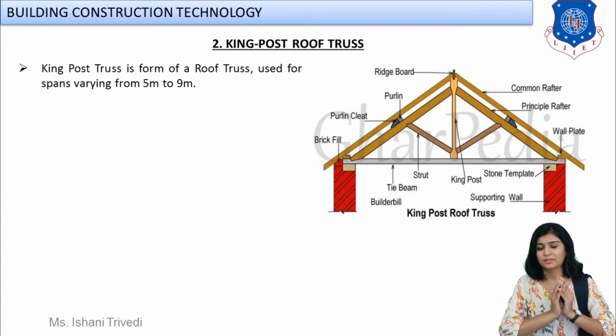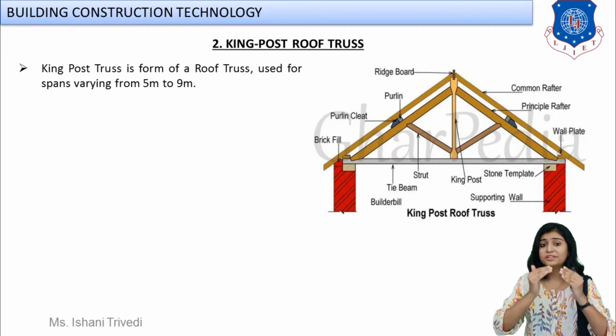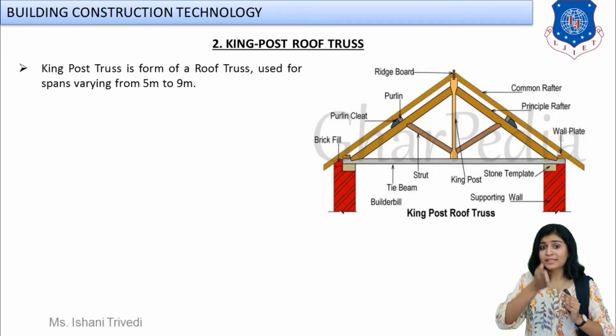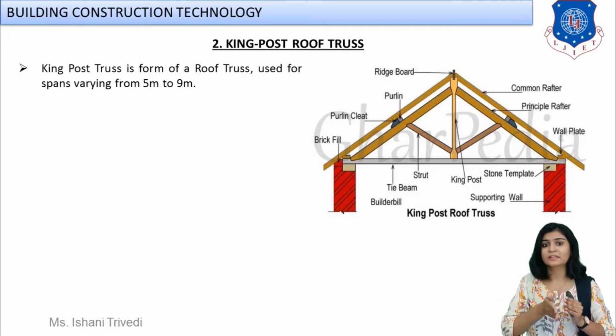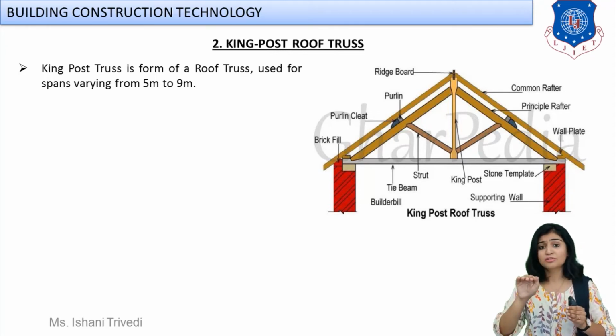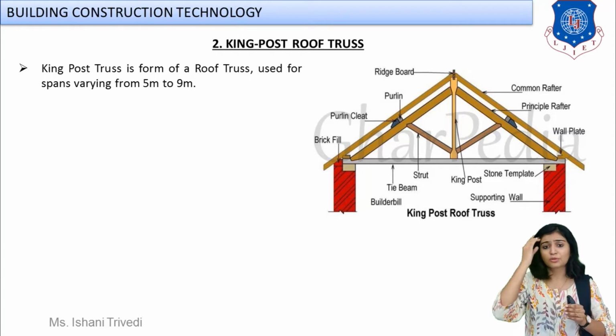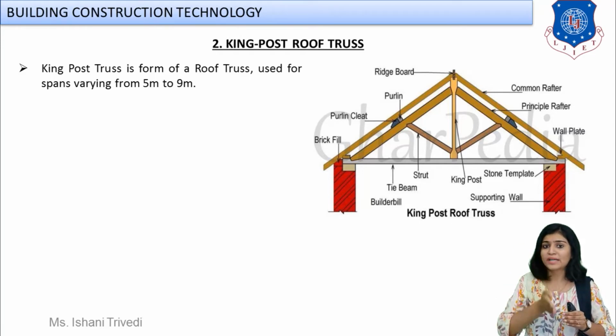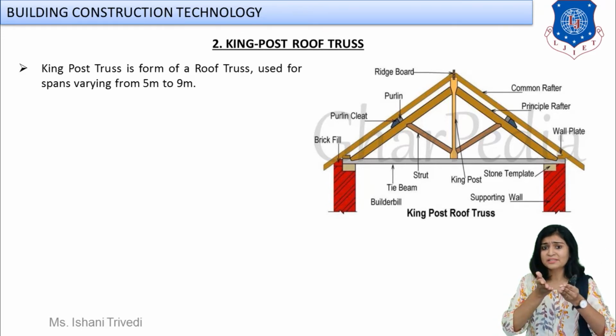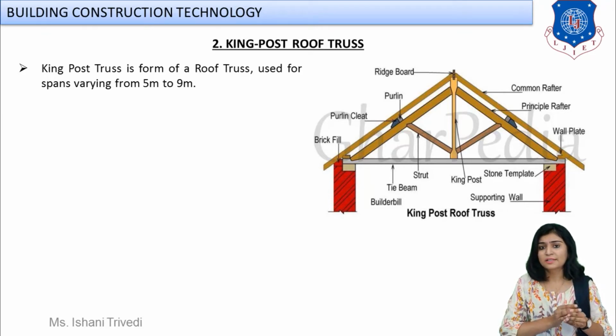Tie beam. Okay. So, what is new over here? The vertical member passing from the center, from the ridge board up to the tie beam. Tie beam is also something new. Okay. So, the vertical post which is provided at the center, the vertical strut which is provided at the center, becomes your king post. Okay, we are just naming it. Next, diagonal braces are also provided. Yes, we can see them. What are they called? Struts.